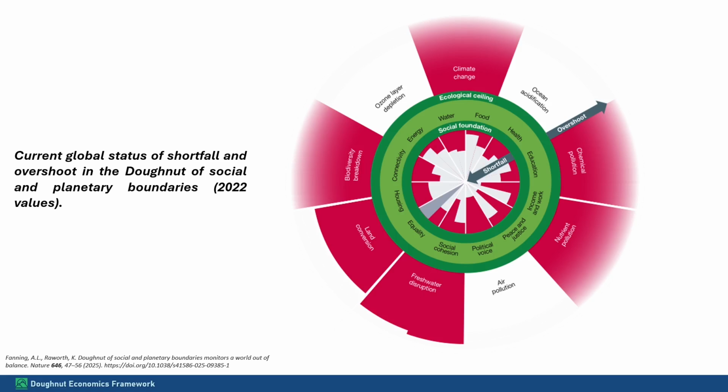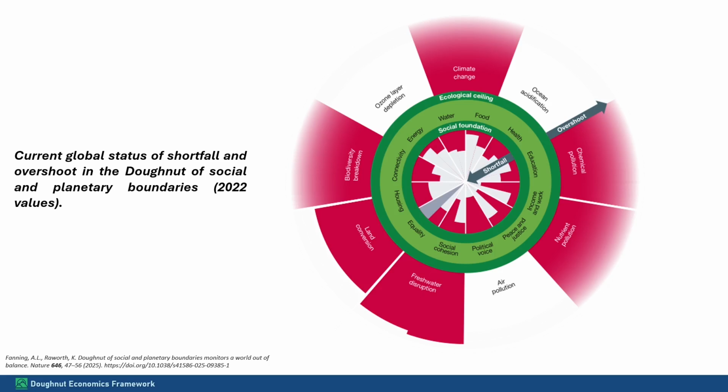Red wedges show a shortfall below the social foundation or an overshoot beyond the ecological ceiling. Gray wedge indicates missing data. The center of the plot represents total human deprivation for the social indicators and the pre-industrial Holocene baseline for the ecological indicators. Values are proportional to the length of each wedge. Wedges with a faded edge extend beyond the chart area.